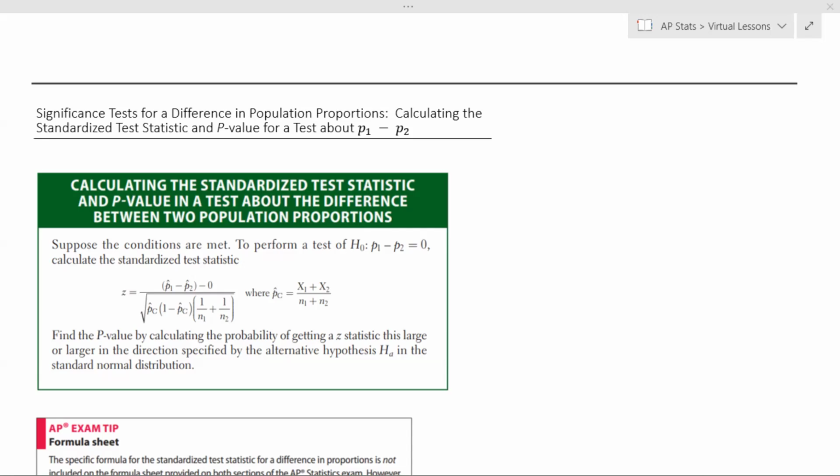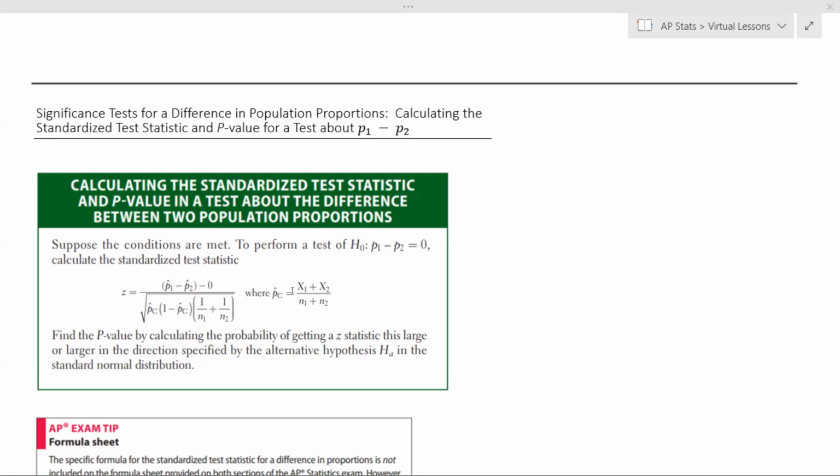So if we suppose the conditions are met to perform this test, we calculate z as the difference in sample proportions minus zero. The reason it's minus zero is because we're assuming that the null is true, in which case there would be no difference, divided by the standard error of the statistic, which in this case is the square root of p_c, the combined proportion, times 1 minus the combined proportion times 1 over the first sample size plus 1 over the second sample size.